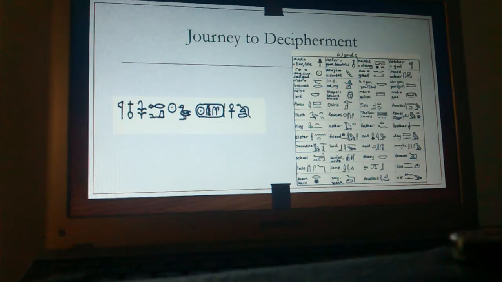Journey to decipherment. This slide is dedicated to sharing an experience and recognizing the process of decoding hieroglyphics. First, I would like to introduce you to some of the rules necessary to write and read hieroglyphic sentences.